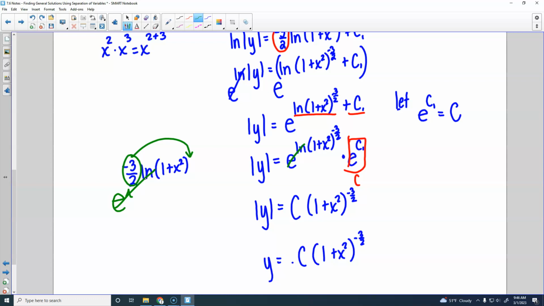Right, properties of logs from pre-calc. Yeah, so whatever is out front. If I have something like 2 log of x plus 3, I could pull that in, and it would be x plus 3 squared. So if you have a coefficient out there, you can pull it in as an exponent.